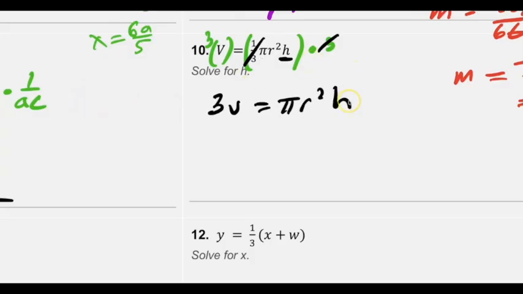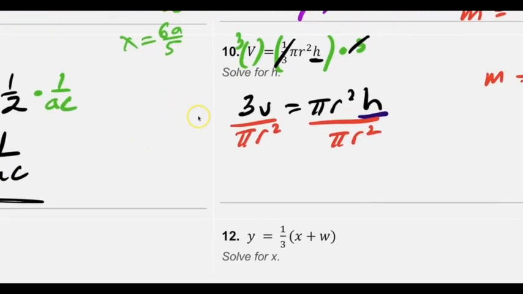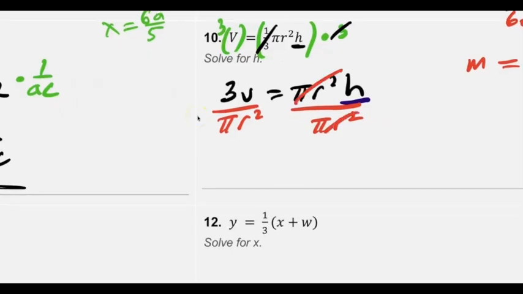Now again, we're trying to get h by itself. This is the guy we're trying to get by itself. So what's going on? It's getting multiplied by these two. What's the opposite of multiply? Divide. So once we put a line, we're going to divide by pi r squared. Again, if we want to, we could do like we did last time where we make it a fraction, 1 over. It works the same either way. These cancel, these cancel. I get 3v over pi r squared is equal to h. That's our answer for that one.